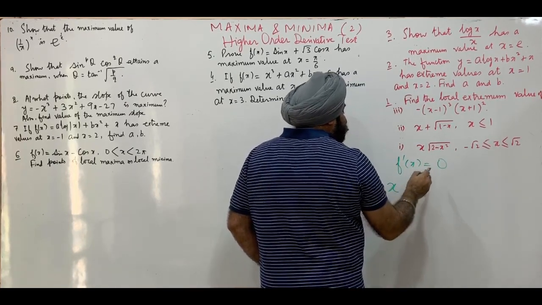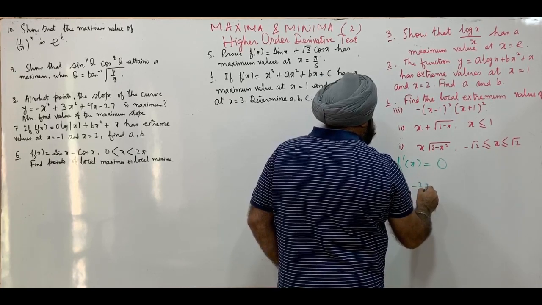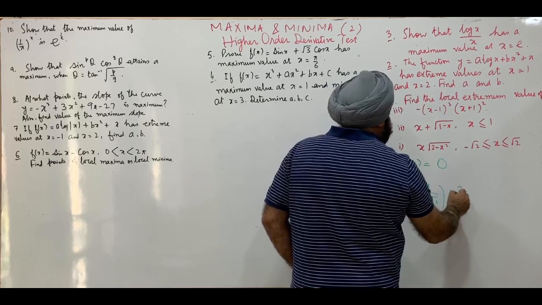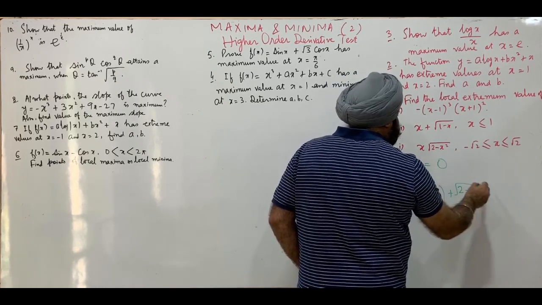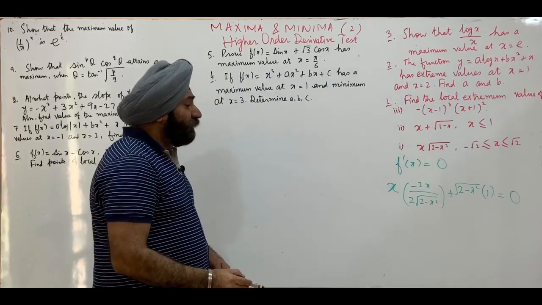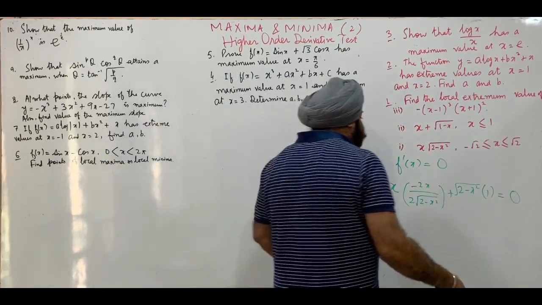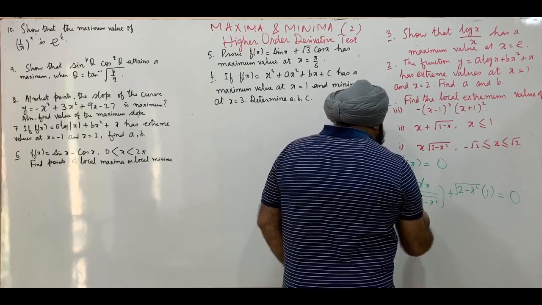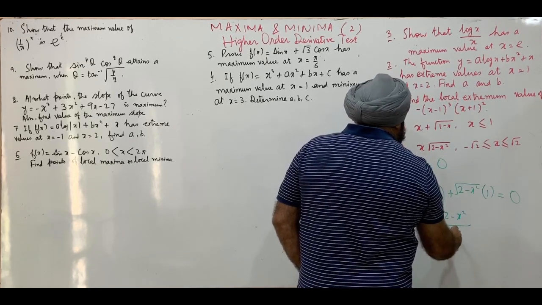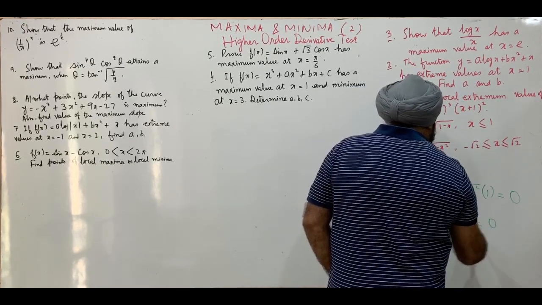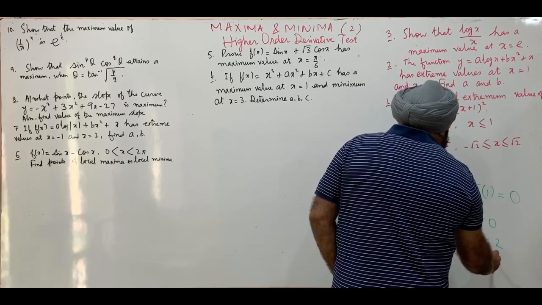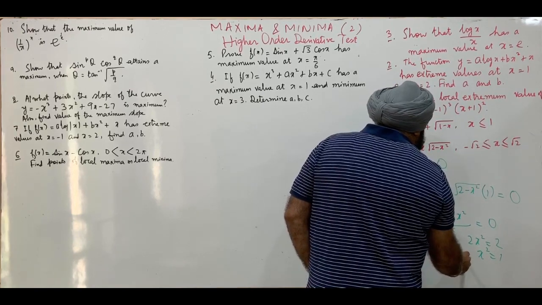This is the first function. The derivative of this is minus 2x by root of 2 minus x square, plus root of 2 minus x square into the derivative of x, which is 1, and we equate this to 0. This is the first order derivative equal to 0, or f dash of c equal to 0. This is minus x square plus 2 minus x square upon root of 2 minus x square. This is 0. So 2x square is 2, or x square is 1, or x is plus minus 1.